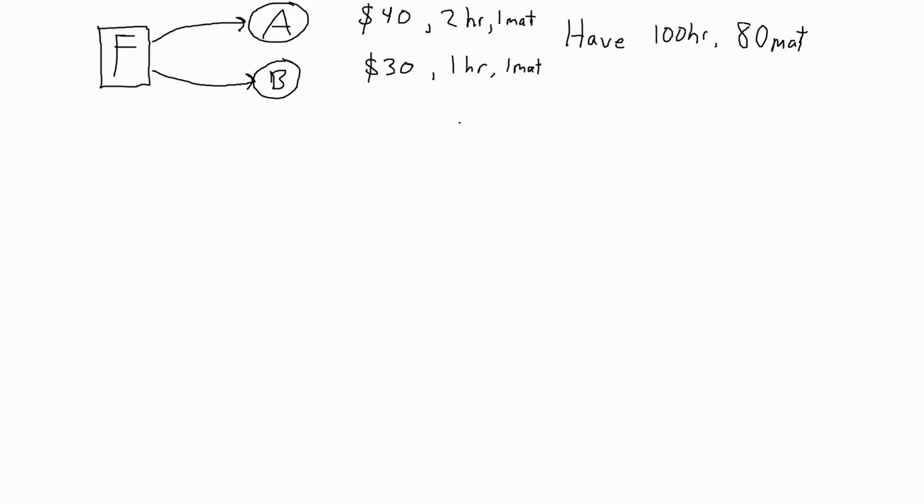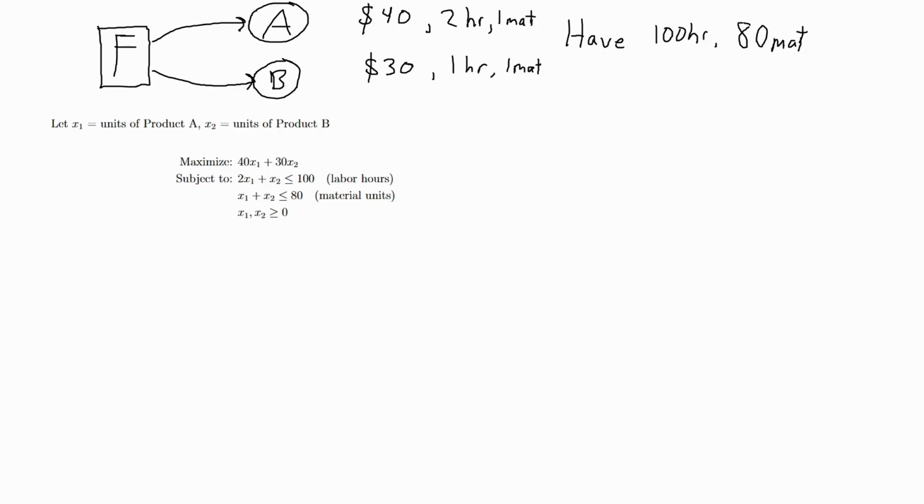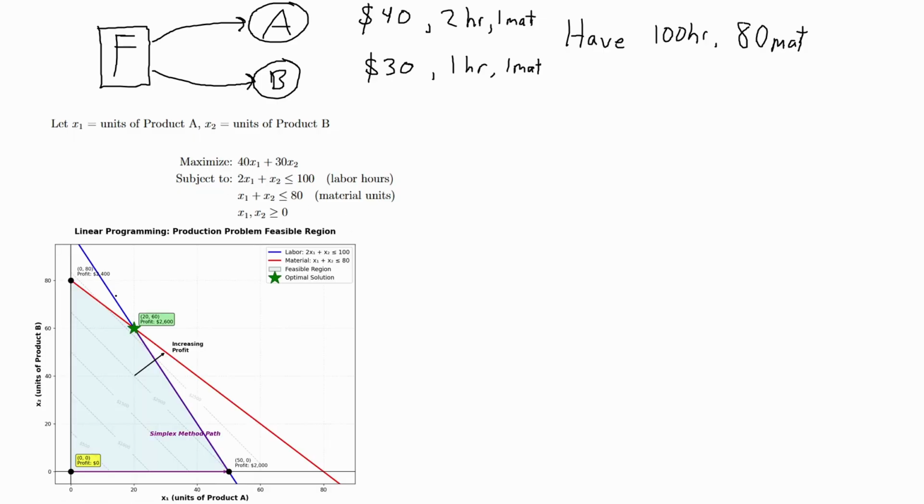So let's write out the optimization problem. We let x1 be the units we produce of A and x2 be the units we produce of B. We want to maximize, of course, the profit, which is just the number of units multiplied by the profit of each. And of course, we can't make this go to infinity because we only have 100 labor hours and 80 materials. Here are our constraints. Notice that both the objective function and all constraints are linear functions of the variables, meaning that there's no x squared or anything like that. So how do we solve this type of problem?